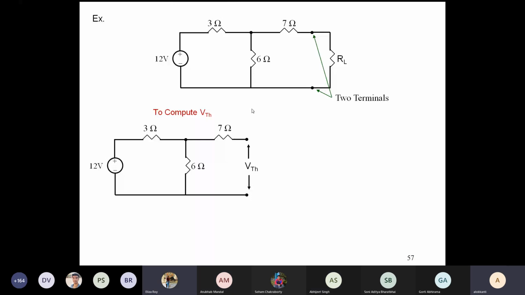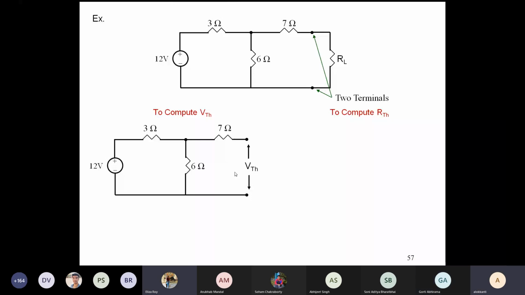So across these two terminals, whatever is the voltage means whatever is the voltage across 6 ohms, because this is open circuit, there is no voltage drop here. So that is the voltage across 6 ohms. This 12 volts is getting divided between 3 and 6, so it is basically 6 by 9 into 12. Similarly, to compute RTH, some value will come.